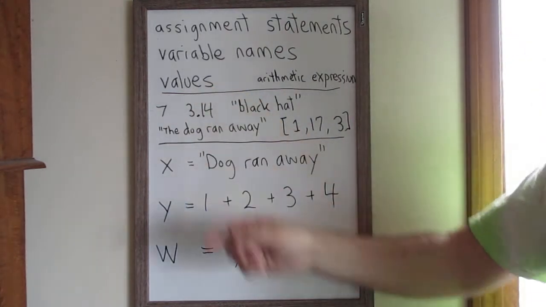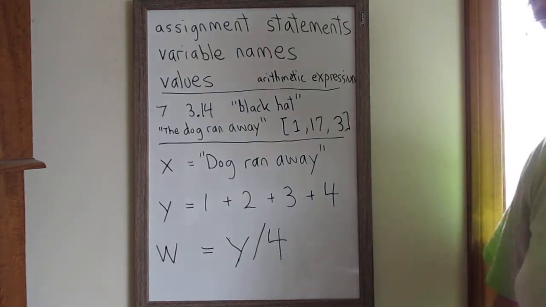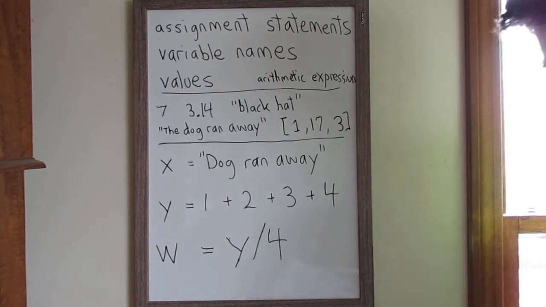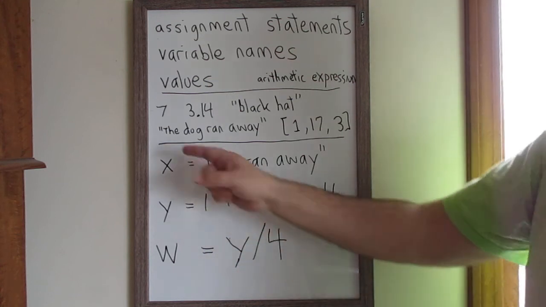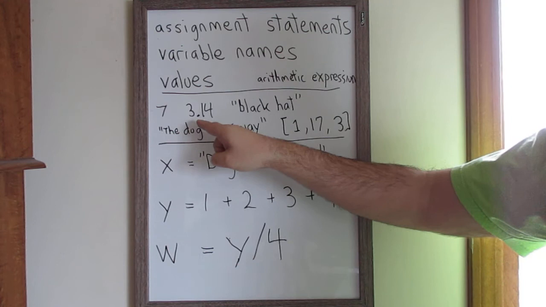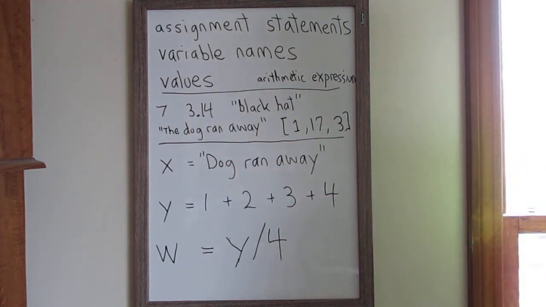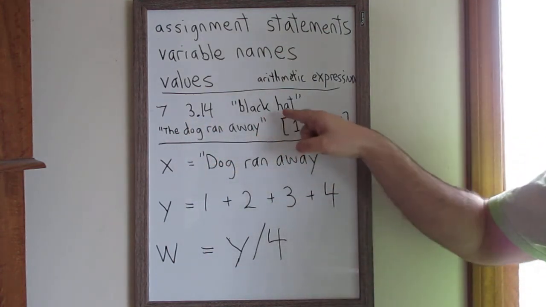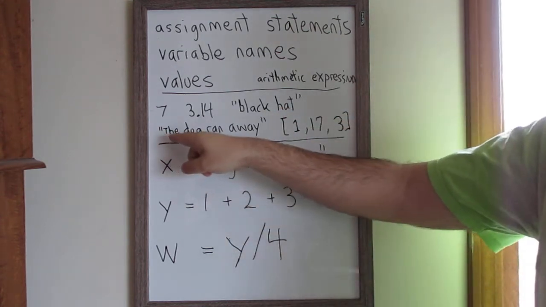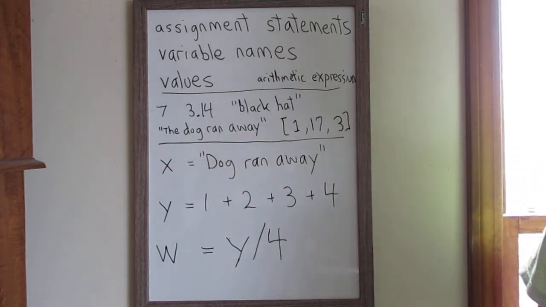In order to use values, you need to make connections between variable names and values, as you'll see through practice. For beginner students, usually values are either numbers or a simple string of text. So the value can be the number 7. A value can be the number 3.14. A value can be the string of text black hat. It can include white space inside. A value can be the string of text the dog ran away.